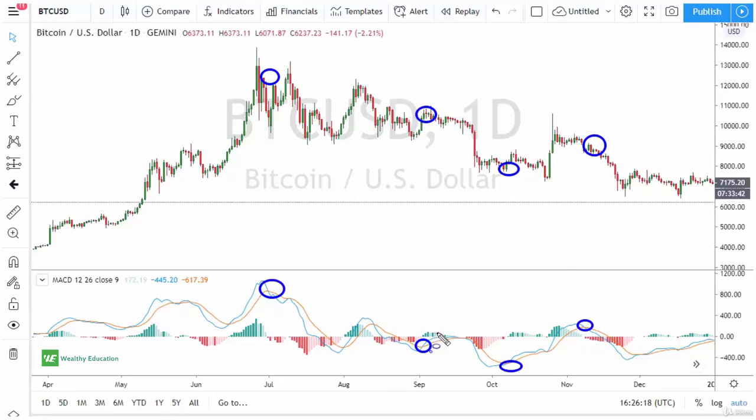Part of the filter can also be how wide the histogram is. You want to see a wider histogram. It makes more sense because it shows a greater diverging of the two moving averages, that there's more strength, if you will, in whichever direction. The zero line crossover right here would have been an excellent buying signal, for example, as well.